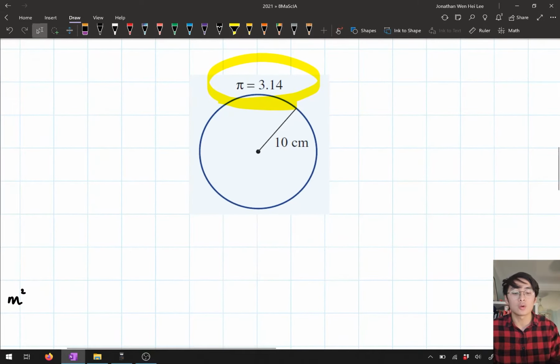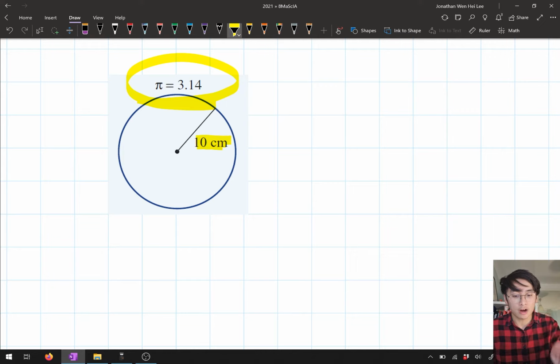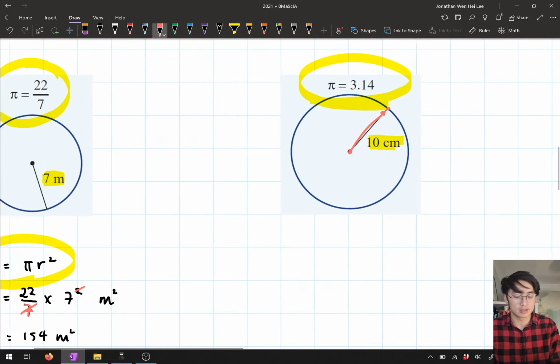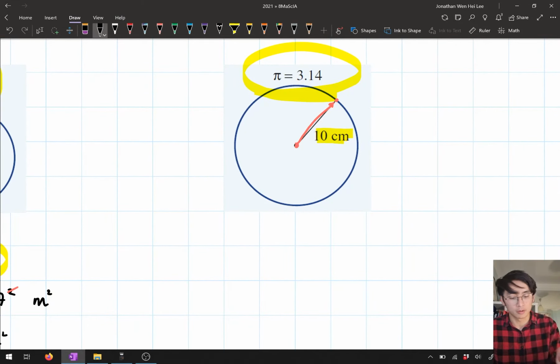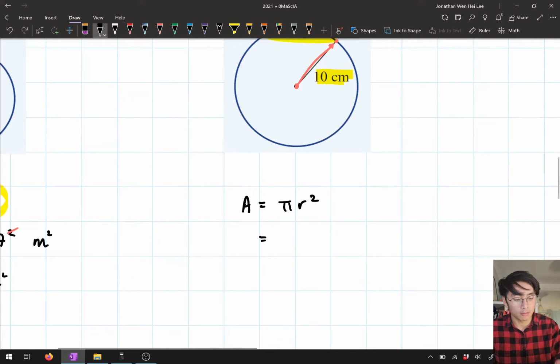Here for this circle, we're given the approximation of pi is equal to 3.14, and we've got a circle here, and we've got this measurement of 10 centimeters. Now, if you have a look at the diagram, we are going from the center to the edge. So that is my radius. So that is perfect for what I need here. So let's just write down the formula. A is equal to pi r squared. I'm going to substitute my values in here. So I've got pi was 3.14.